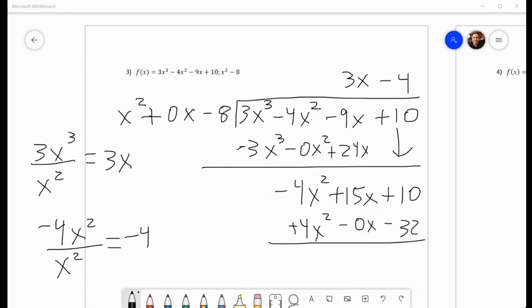Now we combine. The 4x squares are gone. Here we have 15x, and here we have minus 22. But now we're done with this one, right? How do I know that? The degree of the difference is 1. The degree of the divisor is 2. So it's less, we stop. So let me just move this down to finish this.